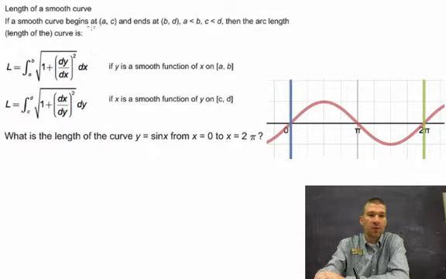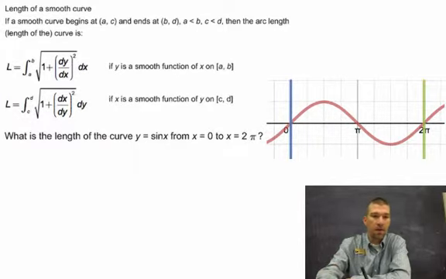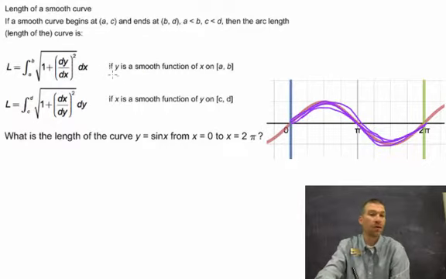If we've got some sort of smooth curve that begins at the point (A, C) and ends at the point (B, D), where A is less than B and C is less than D, then we've got the arc length of that curve. If you just look at the curve we've got right here, sine x from 0 to 2 pi, we're talking about the length of this guy right here. Since he's curvy, we can't take a ruler to him and just measure. It gets really, really tricky to try and do that. But what we can do is apply a formula.